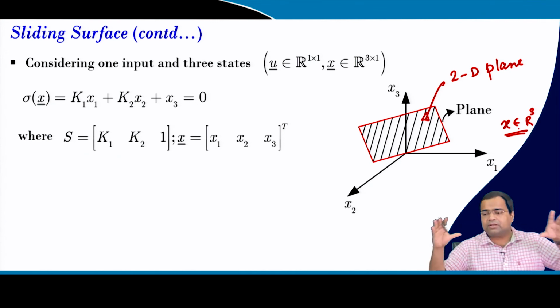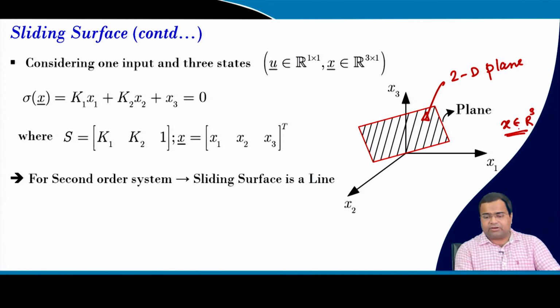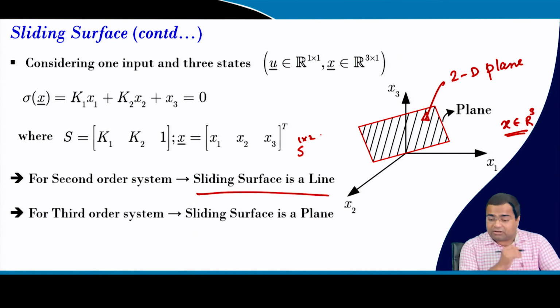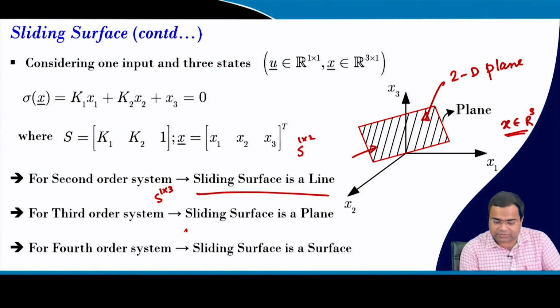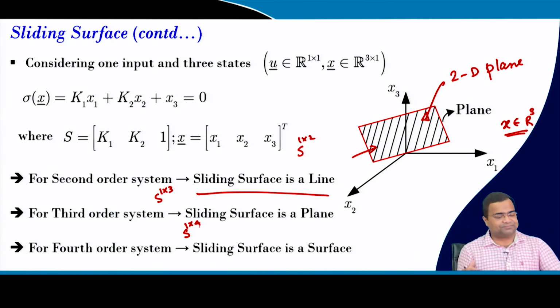In a three dimensional plane, we want to restrict the motion to just a two dimensional plane, that is sigma x equal to 0. That is a switching hyperplane. For a second order system, the sliding surface is just a line. That means S equals 1 cross 2. For a third order system with a single input, we have discussed S is 1 cross 3. It is a plane. And for a fourth order system, S will be 1 cross 4. So it is a three dimensional surface, whereas the system order is fourth order.